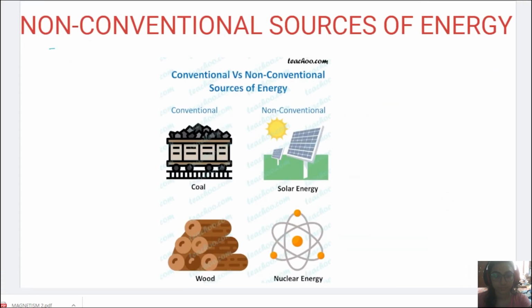Now we come to non-conventional sources of energy. Okay, so non-conventional means, just as we talked about, conventional are non-renewable. So non-conventional are things which are not that common. They are slowly arising as technology is developing, but they are renewable. So the conventional consists of coal and wood. Here non-conventional is solar energy or nuclear energy. These are very much important for us.